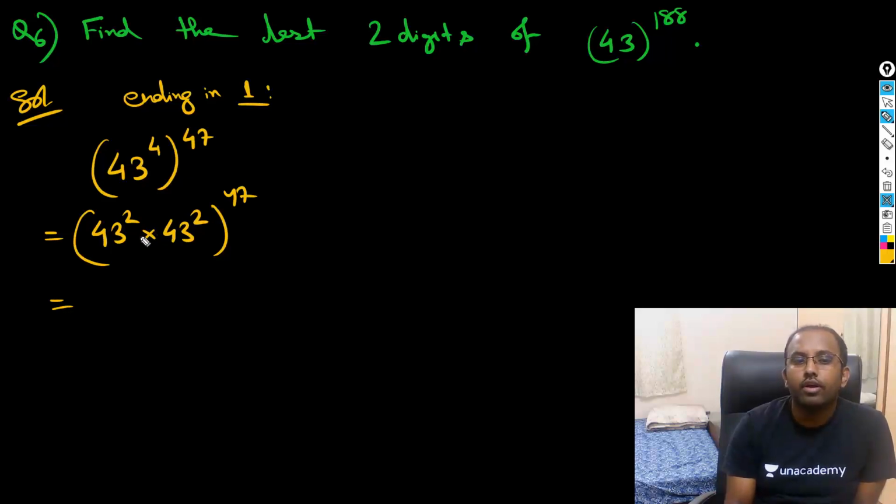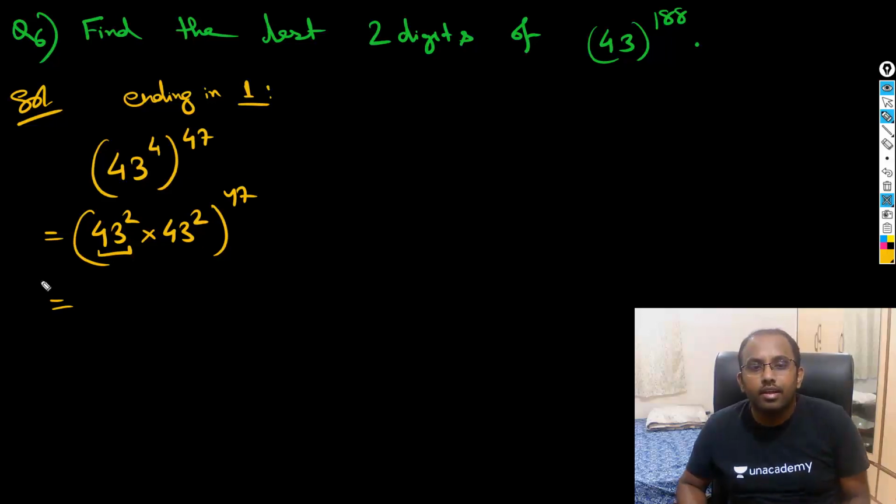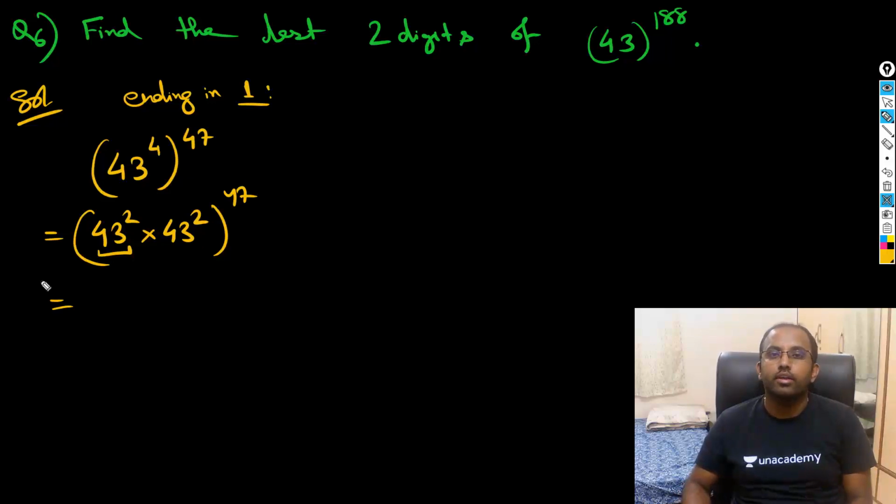Correct. Now 43 square into 43, what is the last 2 digits of 43 square? So 43 square, its difference from 50 is 7. So its last 2 digits are basically the same as 7 square, that is 49. Okay, so its last 2 digits are the same as 7 square, that is 49.